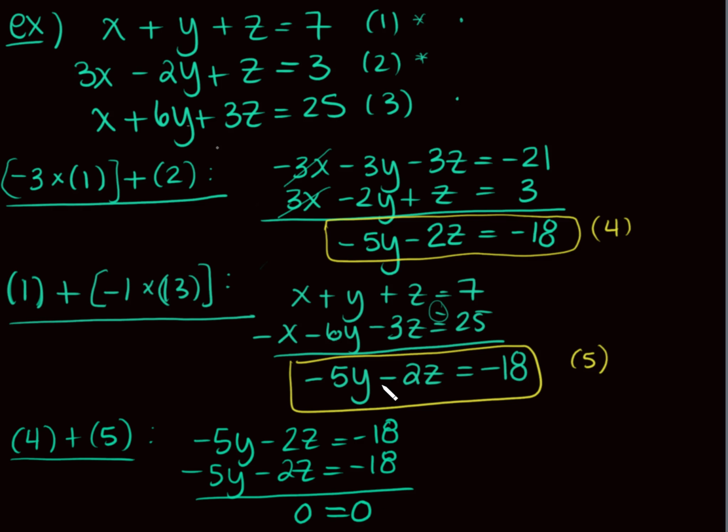Okay. Again, this is a dependent system. There are an infinite number of solutions. I'm going to describe the solutions. Well, my x is 3/5 z plus 17/5.